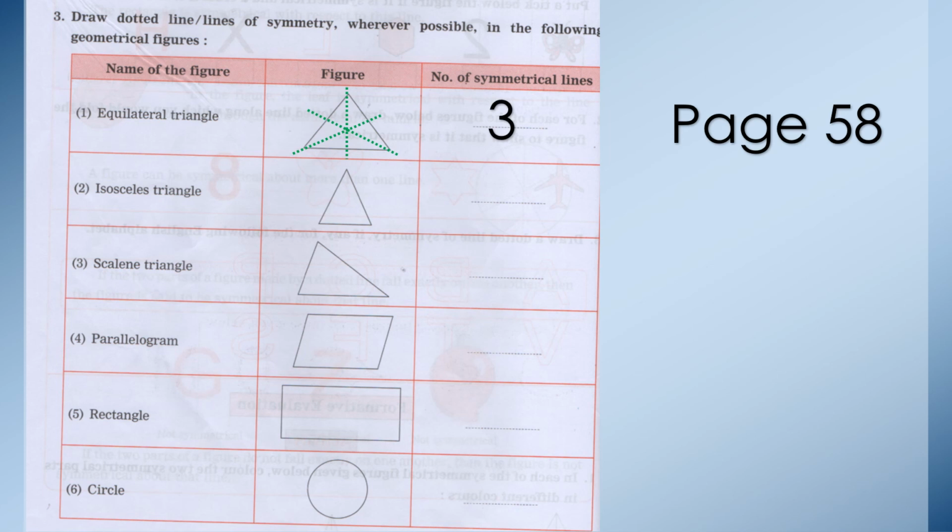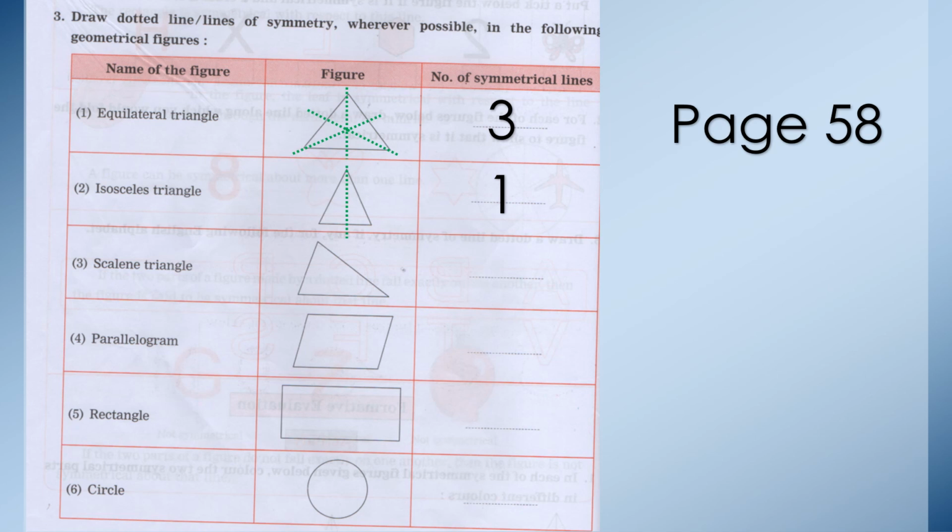Name of the figure, isosceles triangle. In an isosceles triangle, two sides are equal and one side is not equal. So we draw a symmetrical line. There is only one symmetrical line possible. So we write 1. Scalene triangle, all three sides are of different lengths. So there is no symmetrical line possible. So scalene triangle is not symmetrical.